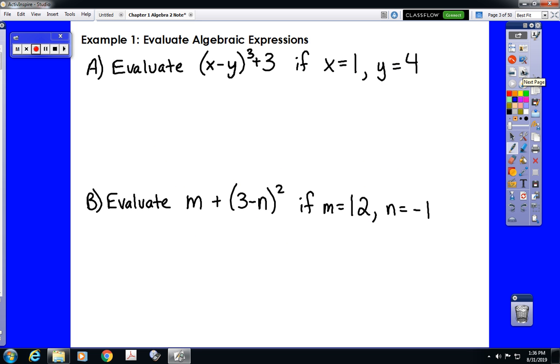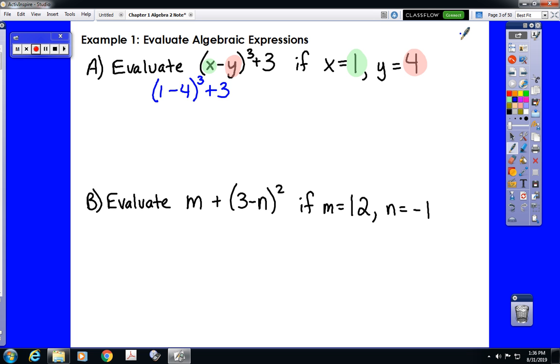Okay, so here are some examples of evaluation. This is where we're going to use our order of operations. You'll see problems that say evaluate, and then they have some variables, and within the directions, they give you the values of those variables. So we're going to take that 1 and put it in for x, and we're going to take this 4 and put it in for y. So this expression will become 1 minus 4 cubed plus 3.